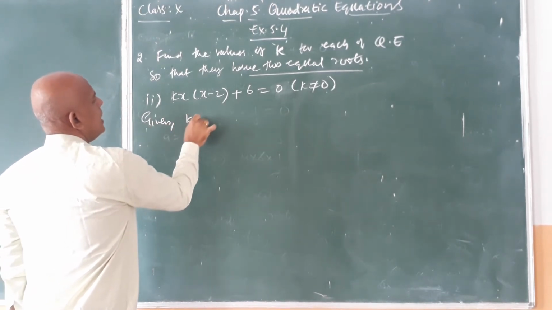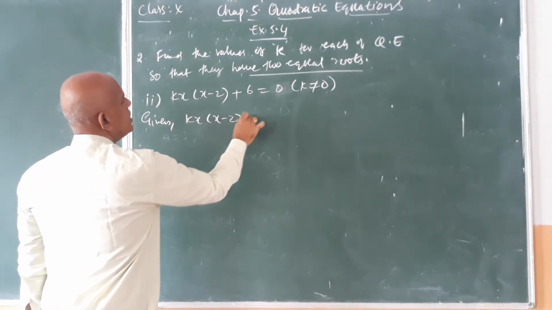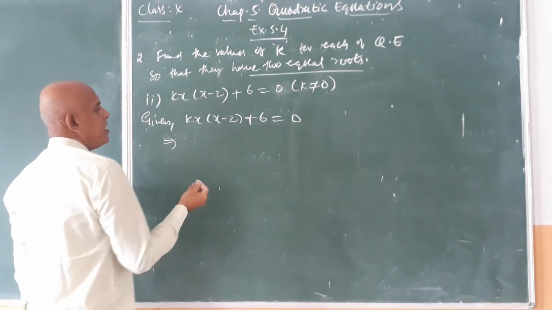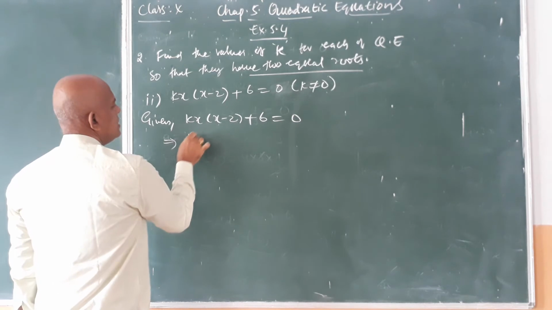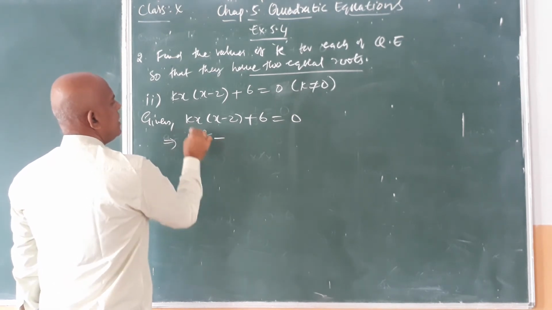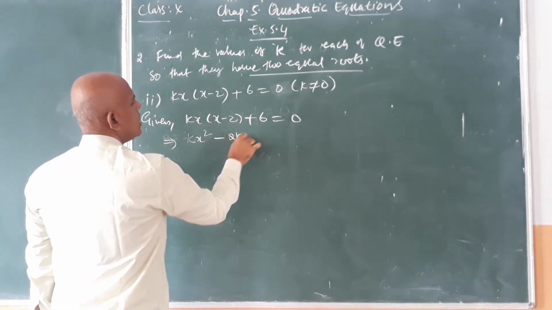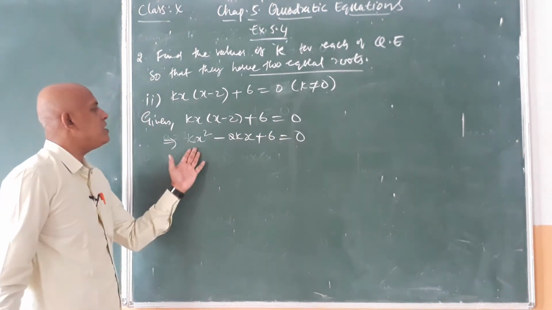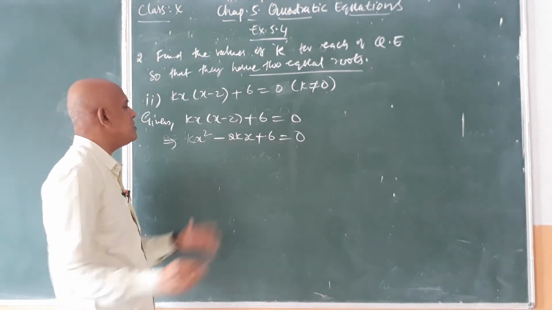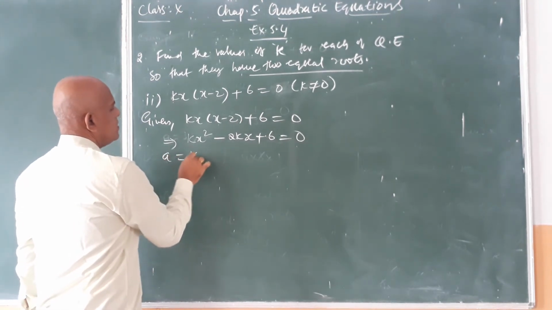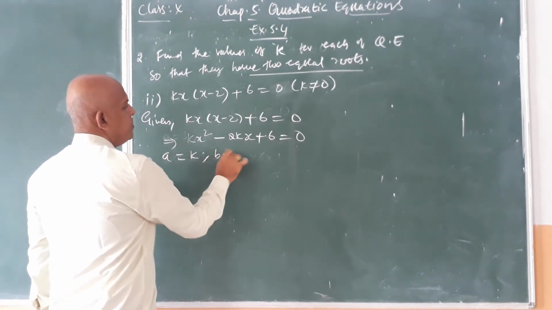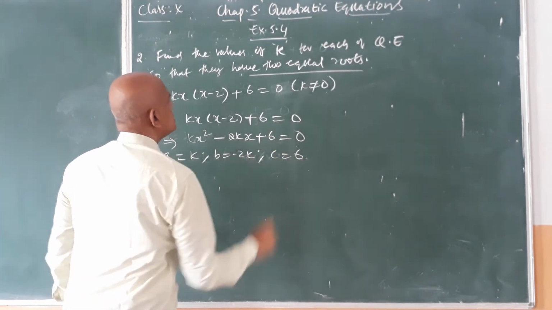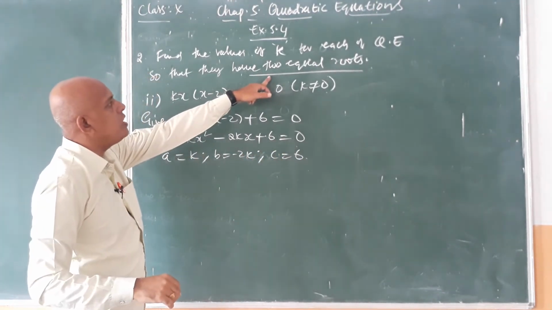So first given equation: kx into x minus 2 plus 6 is equal to 0. Let us simplify and write in the quadratic equation form. kx into x, kx square, minus kx into 2, 2kx, plus 6 is equal to 0. Now it is in the form of ax square plus bx plus c is equal to 0. Now here a is equal to k, square coefficient; b is the x coefficient, minus 2k; and c is equal to 6.